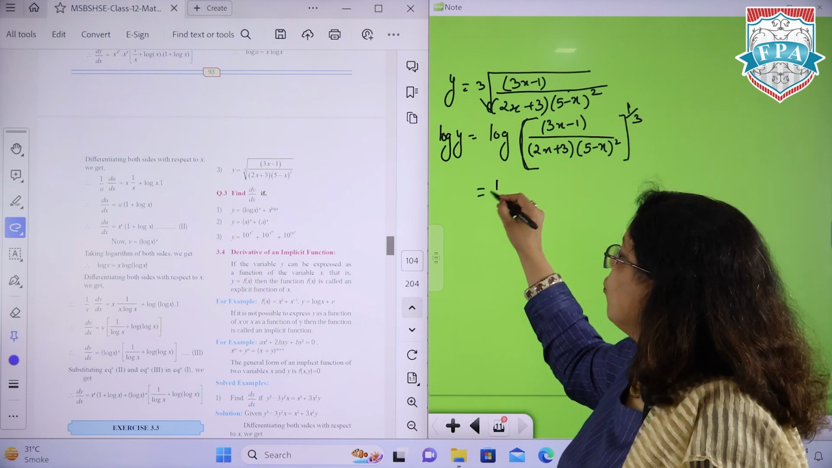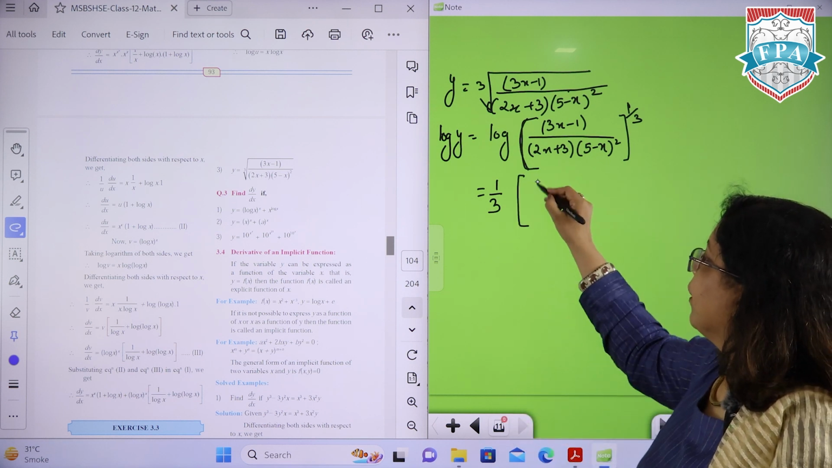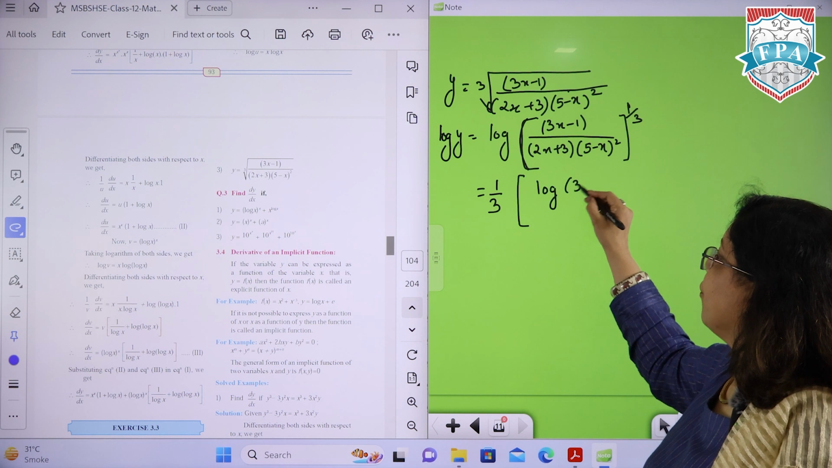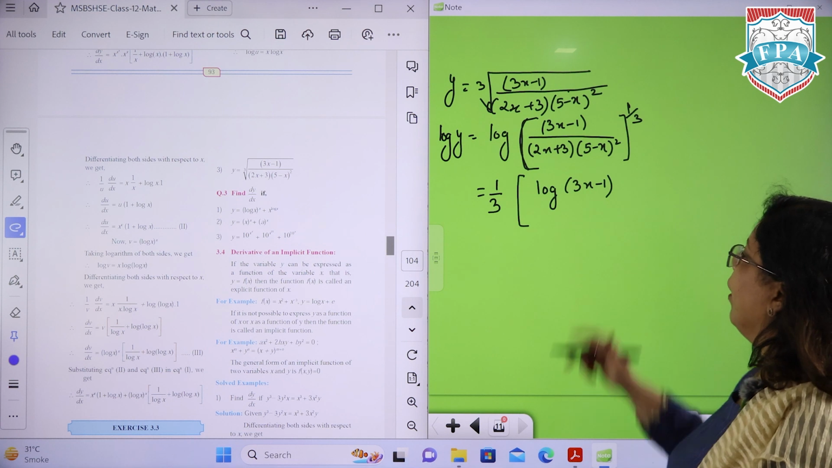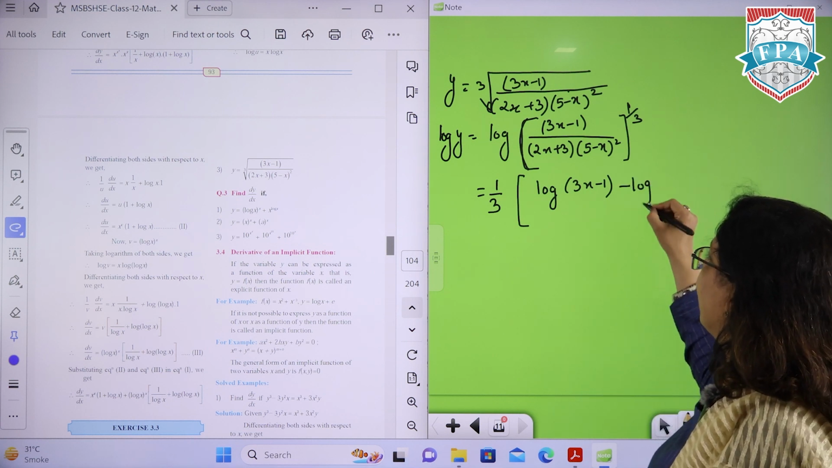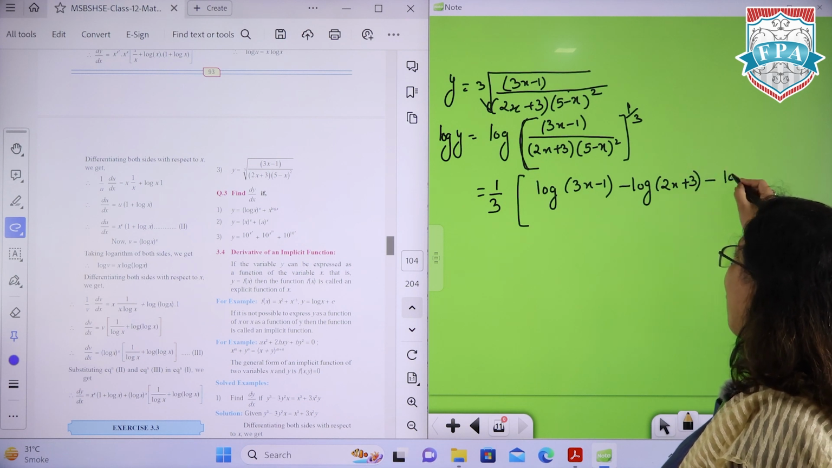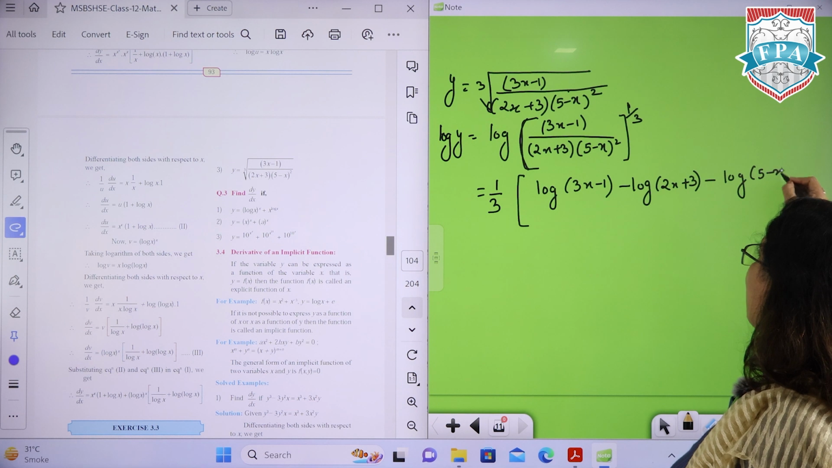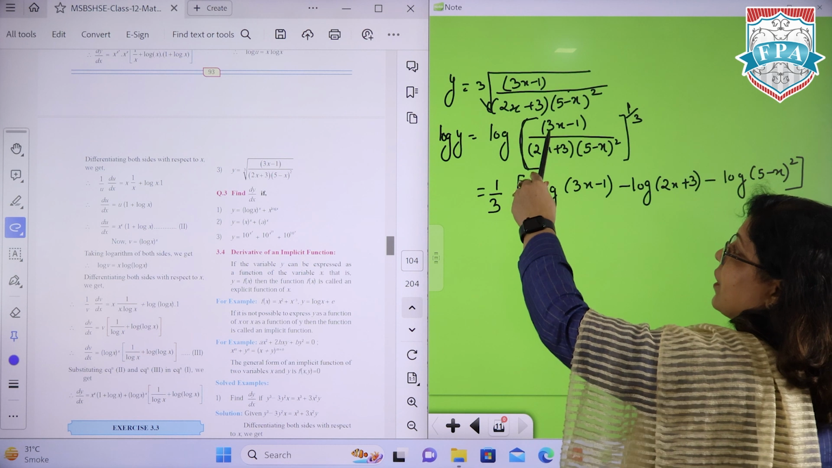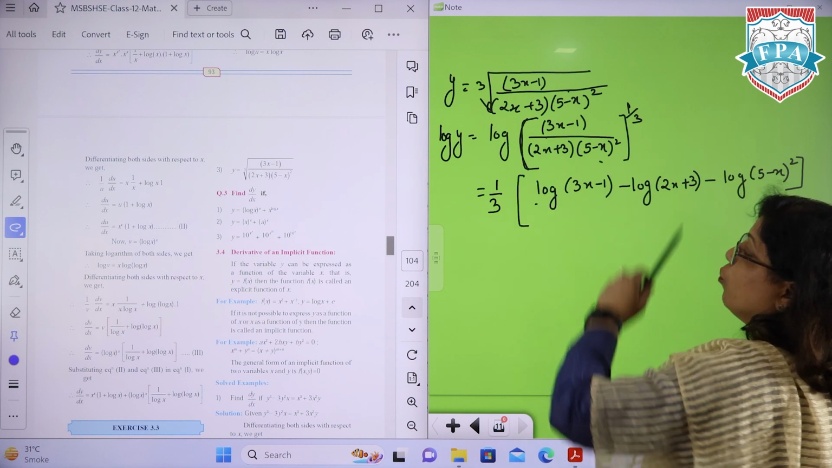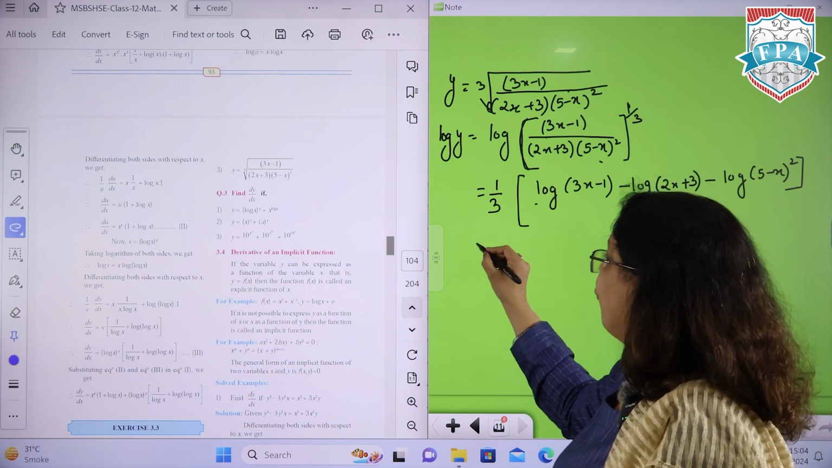Now when we use the power law, 1 by 3 will come out and we are left with log (3x minus 1). Now we are using the u by v law: minus log (2x plus 3) minus log (5 minus x) whole square. So I just expanded this. The thing which is there in the numerator is there as plus. The two denominators ones will come as minus. And now we will differentiate.